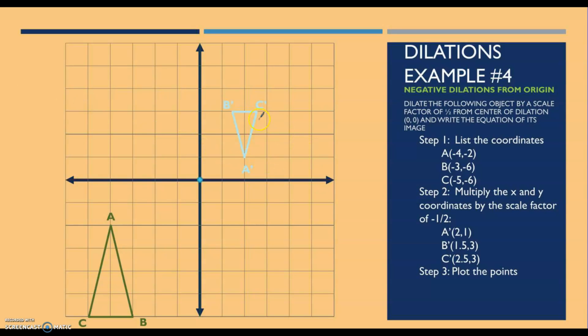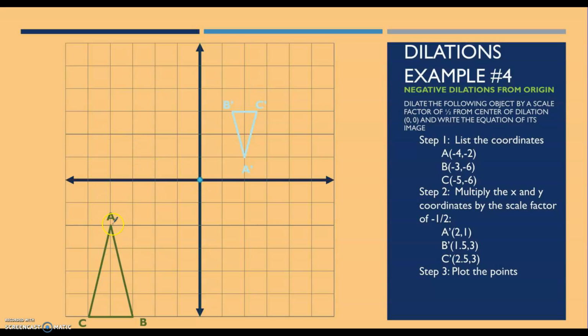So if we take a look at this next example right here, your teachers probably haven't spoken to you about negative dilation. So the way they work, they pretty much work the exact same way as you might expect. So here's what we want to do.